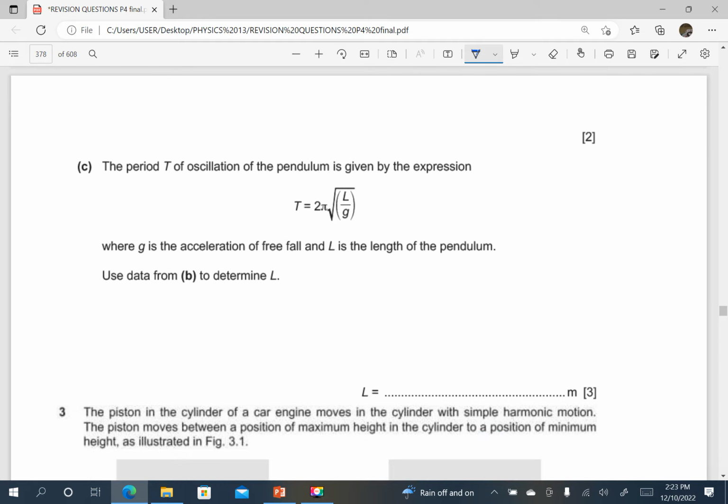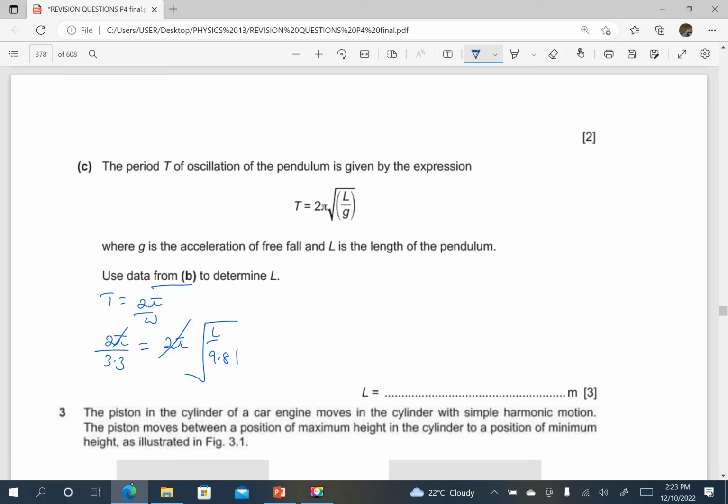The periodicity of oscillation of the pendulum is given by that expression, where g is the acceleration of free fall and L is the length of the pendulum. Use data from part B to determine L. So remember, T is equal to 2 pi over omega. Period is 2 pi over omega, and we have omega from above. So 2 pi over omega, which is 3.3, is equal to 2 pi square root of L over 9.81, since we want to find L. You see 2 pi has cancelled. So I'll square both sides and cross multiply.